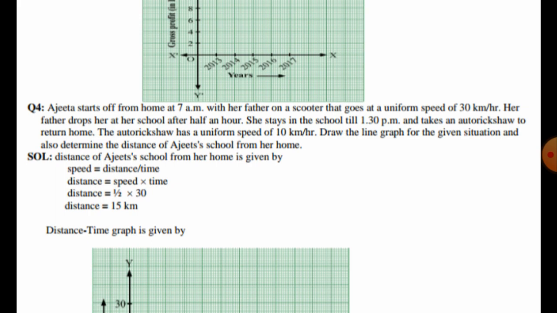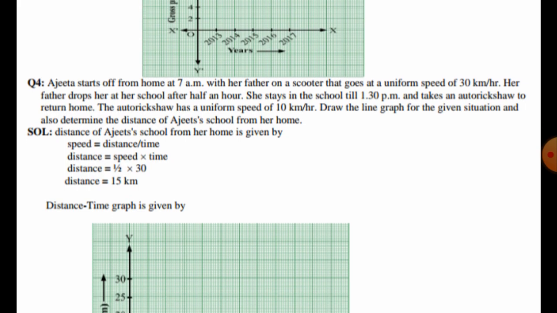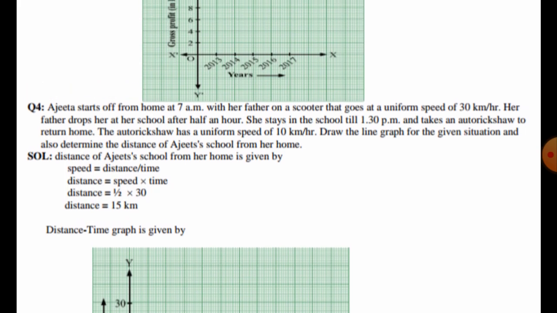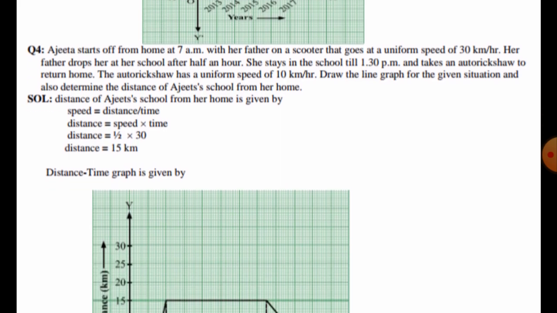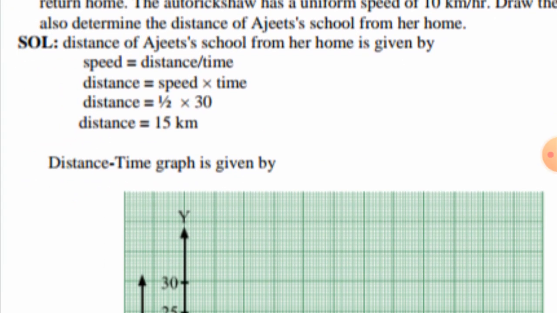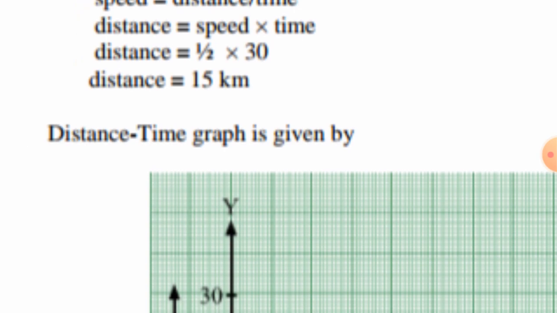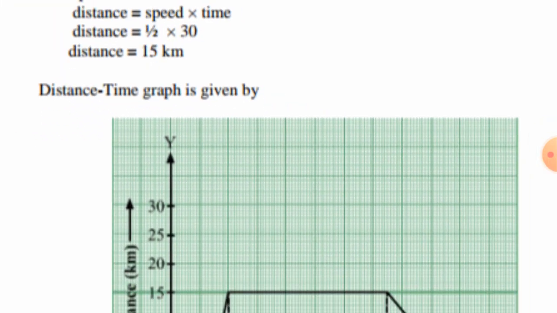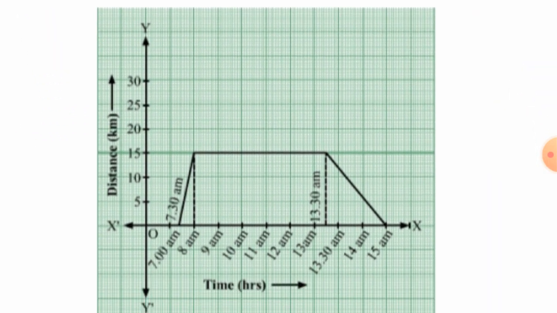So here we have given distances, therefore speed will be half into 30. By solving it we can find that distance will be equal to 15 kilometers. So 15 kilometers is the distance. Now we can make here a distance-time graph. So the main thing is the graph.